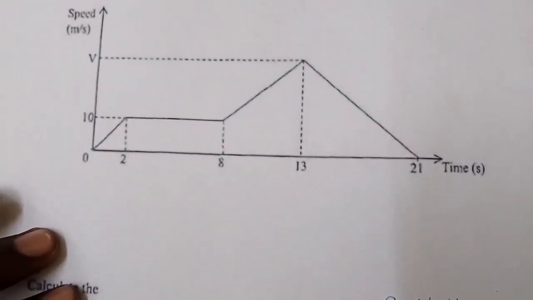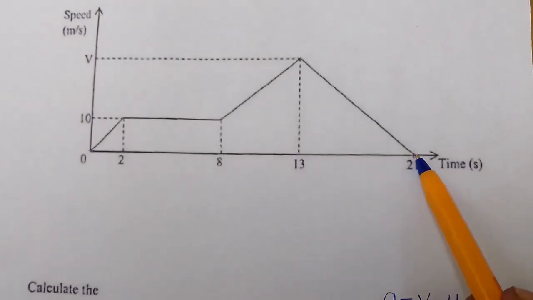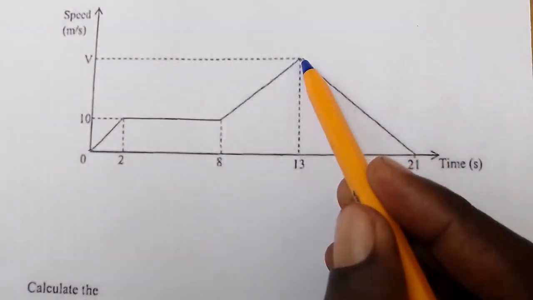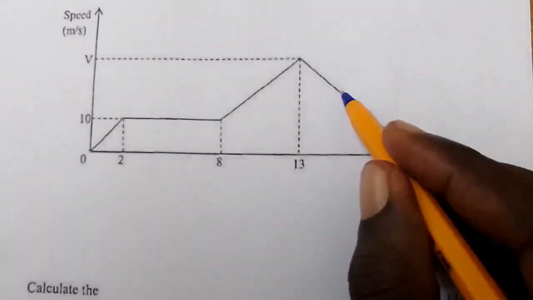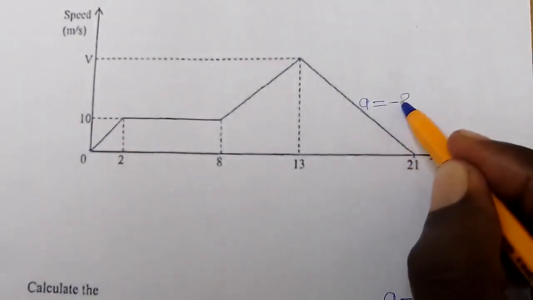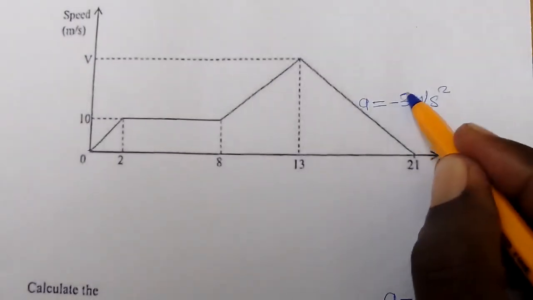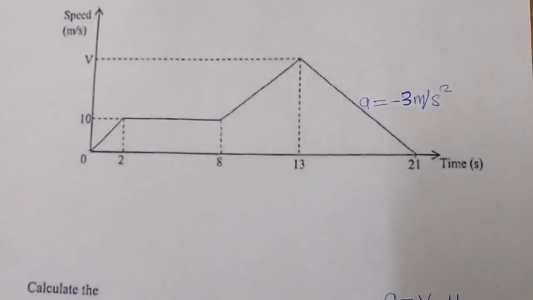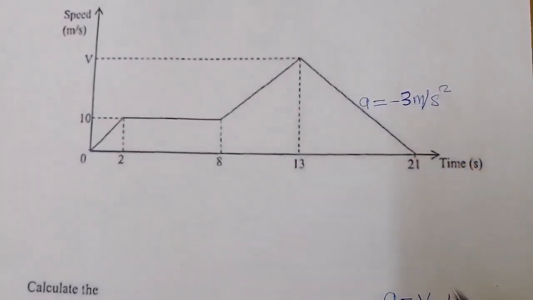This is the sketch. From here to there, I've been told that this car was retarding. Which means that the acceleration is negative because it was retarding. This one is negative 3 meters per second squared. So there, the retardation is 3, which means the retardation is the negative of acceleration. If we put a there, that is negative. This is what you need to get.